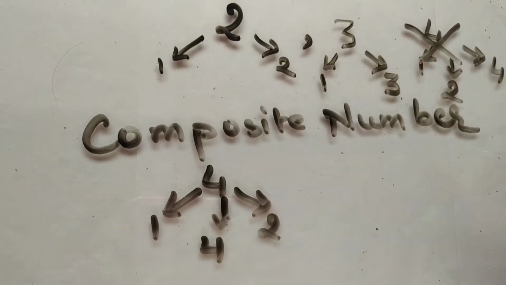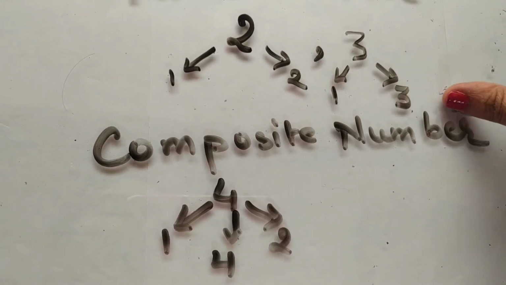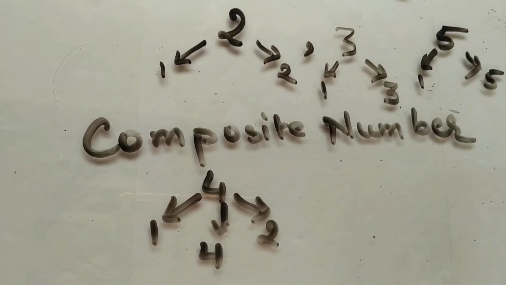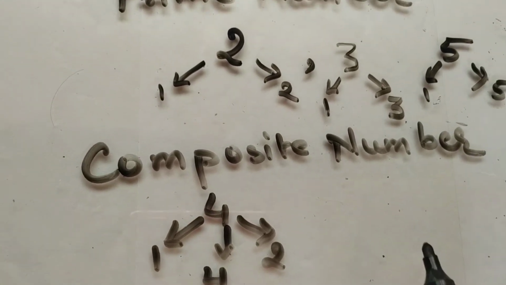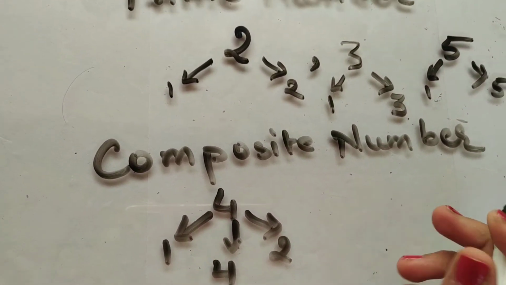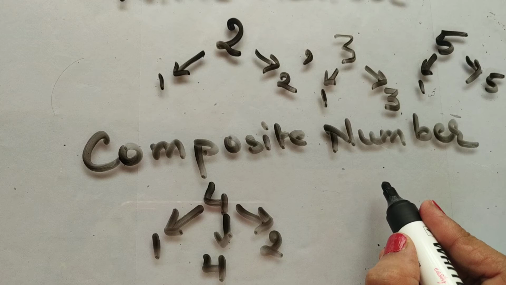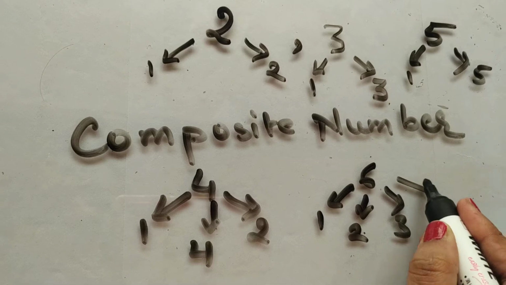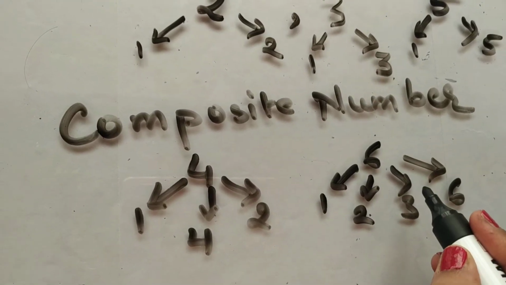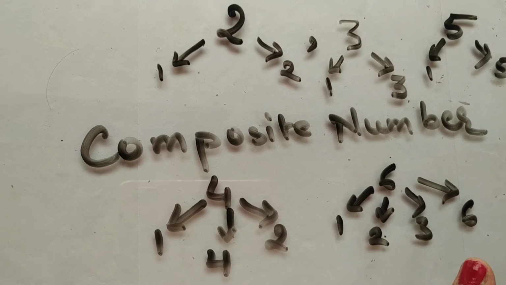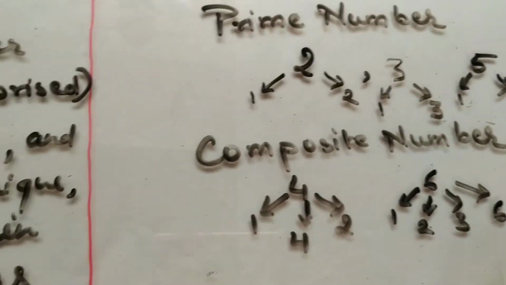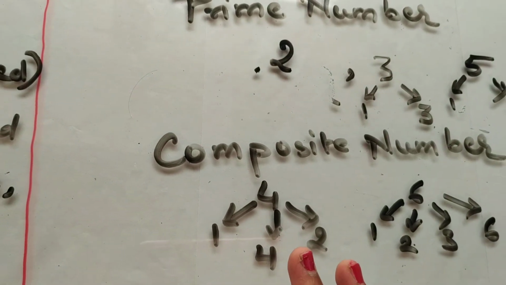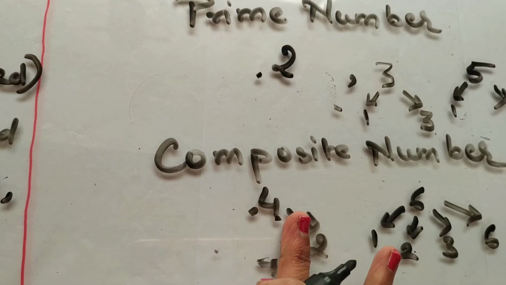Now what about 5? 5 has only 2 factors, which are 1 and 5 itself. So 5 is also a prime number. Now 6 has factors 1 and 6, but 2 and 3 are also factors of 6. 2 divides 6, 3 also divides 6. So 6 is a composite number. That means a number having only 2 factors is known as a prime number, and a number having more than 2 factors is known as a composite number.